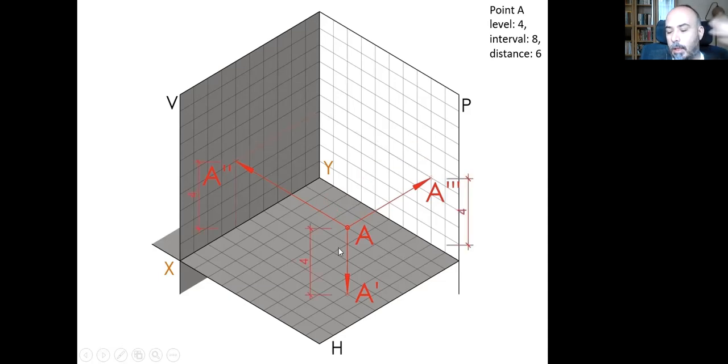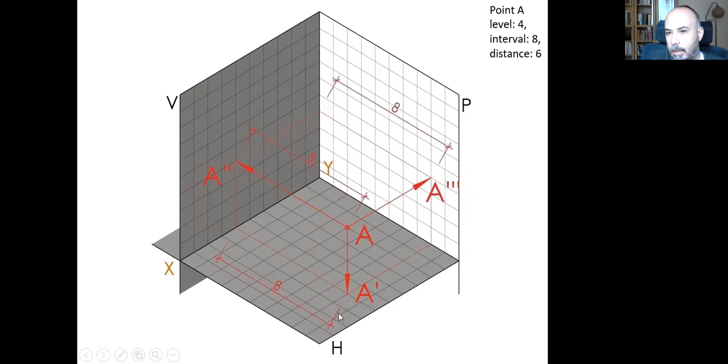Now we can create the pair of Monge, but before that, we need to realize that this level here, this 4 square perpendicular length, is equal to the perpendicular length between A double prime and the XY axis, and also equal to the perpendicular length between A triple prime and this axis, this line here.